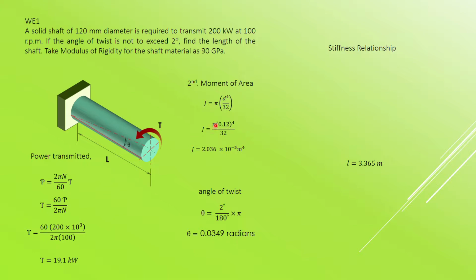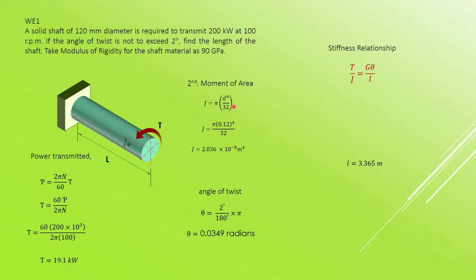Then we know that, based on the question, we either refer to the stiffness relationship or the strength relationship. You still remember we have the stiffness relationship and the strength relationship. That depends on what data is given in the question. In this question, they have given us the angle of twist, and the modulus of rigidity, the uppercase letter G. So the only relationship that we can use based on the given data is the stiffness relationship, that is T over J equals G theta over L.